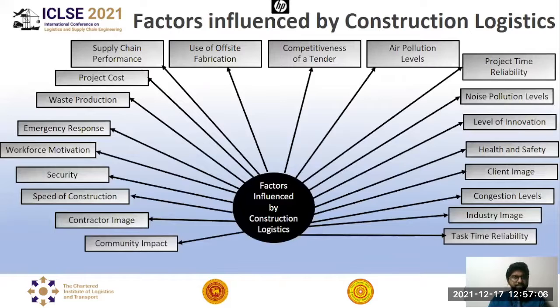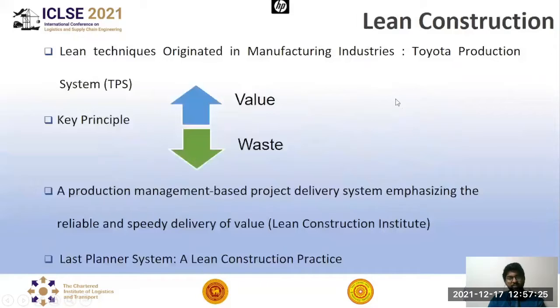There are many factors influenced by construction logistics, and we could identify certain important factors such as waste production, project cost, project time reliability, and also the improvement of health and safety aspects. To focus on construction logistics, we are going for an approach using lean techniques. Originally, lean was invented in the manufacturing industries, precisely the Toyota Production System.